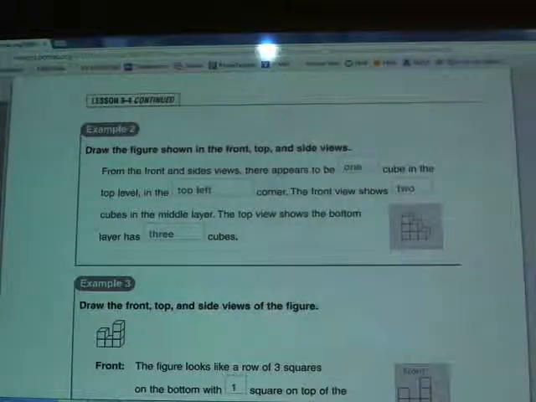Take a look at number 2 here. We're supposed to draw the figure shown in the front, top, and side views.